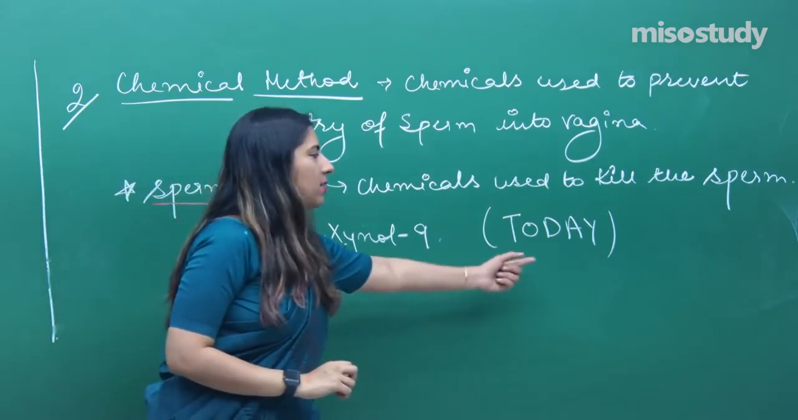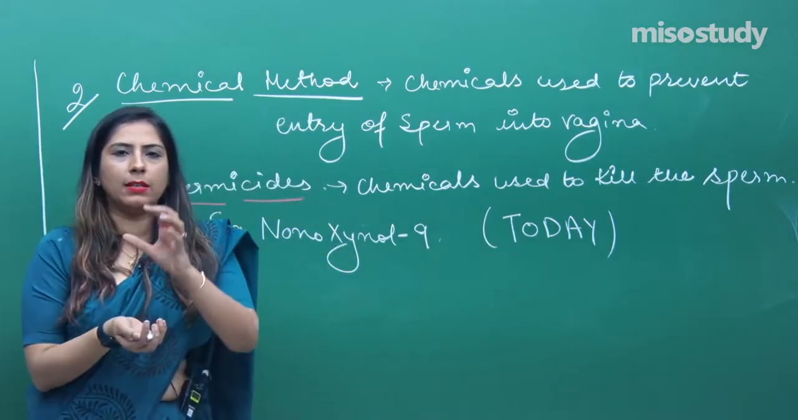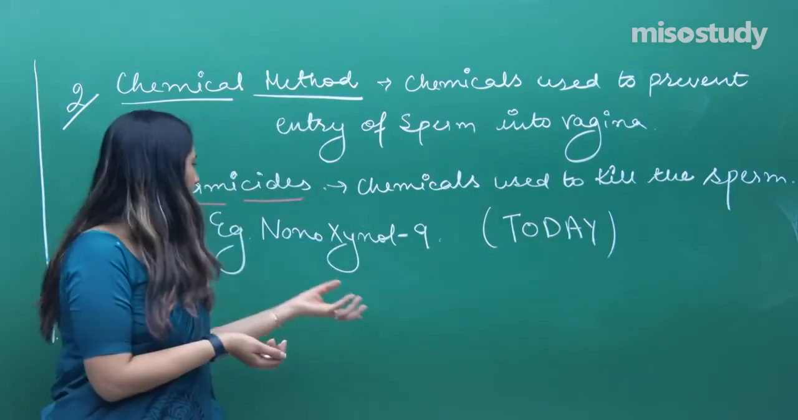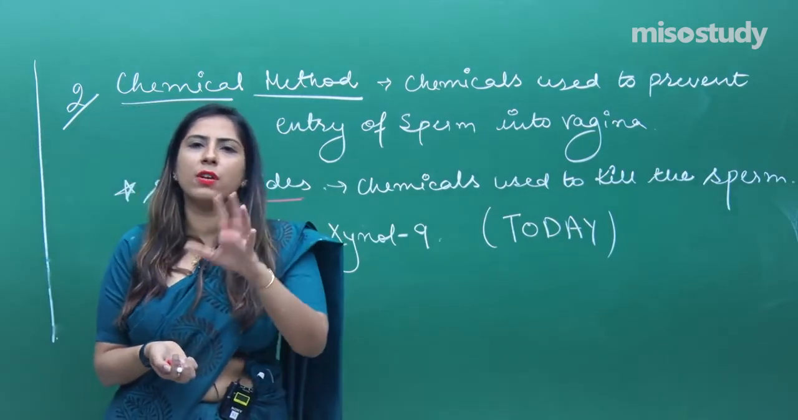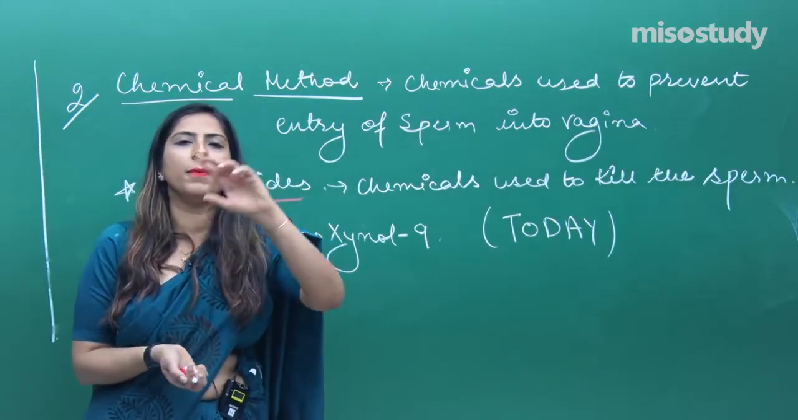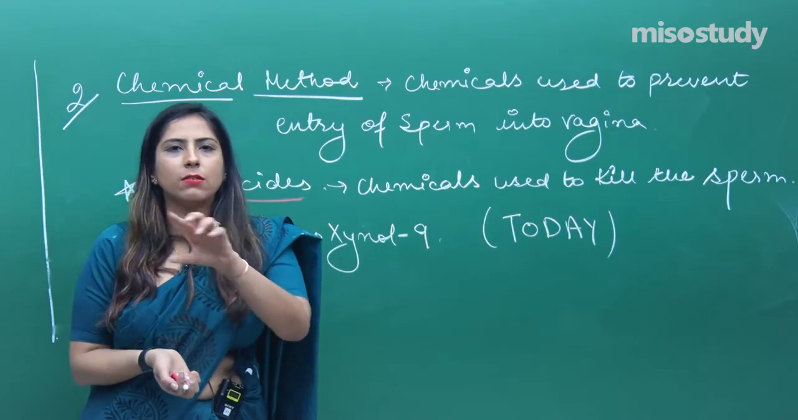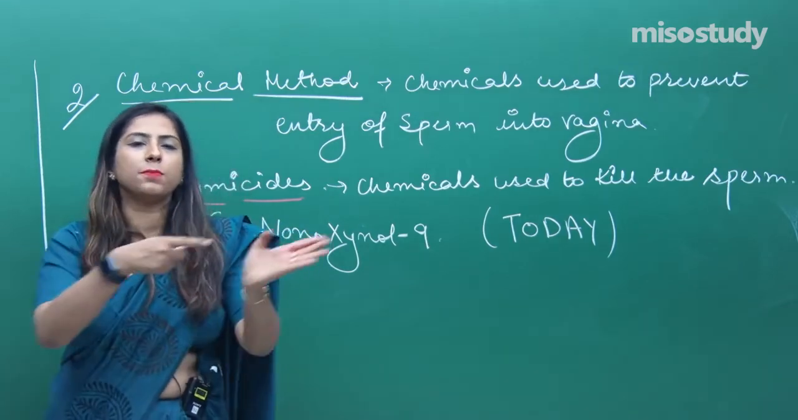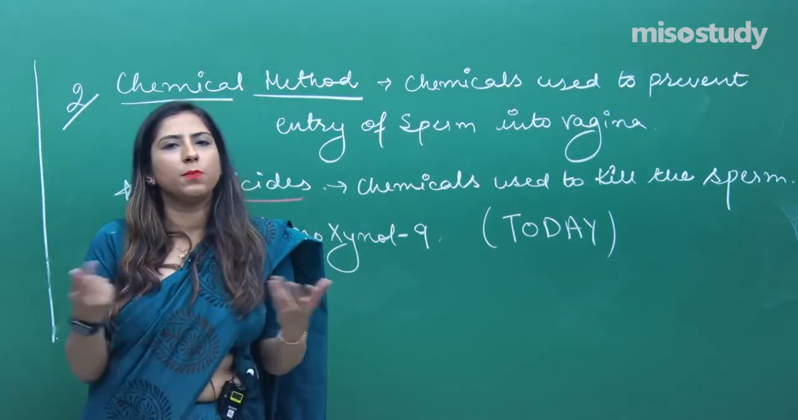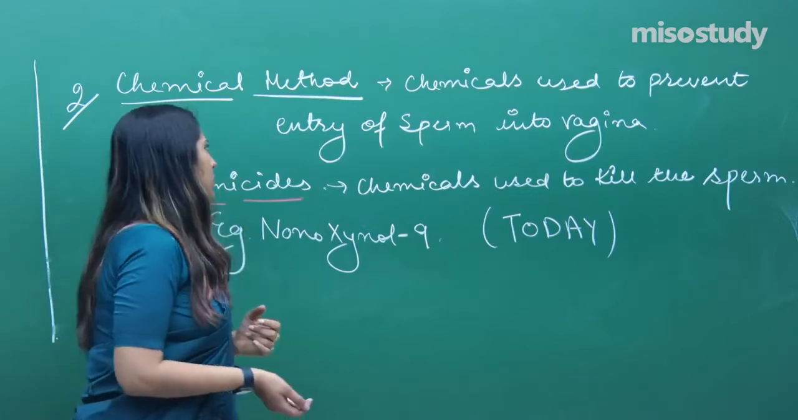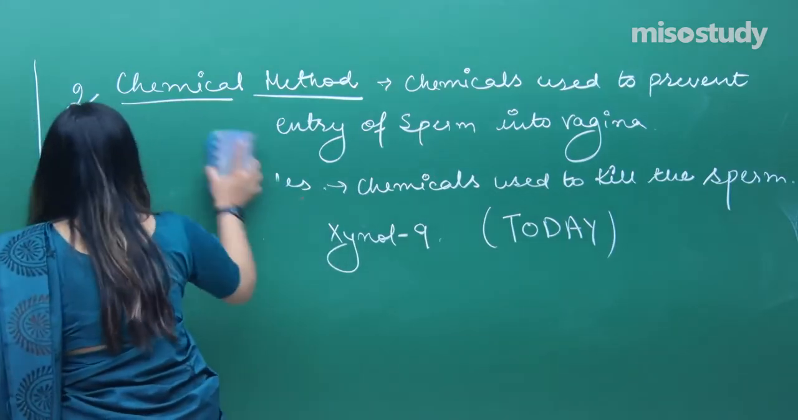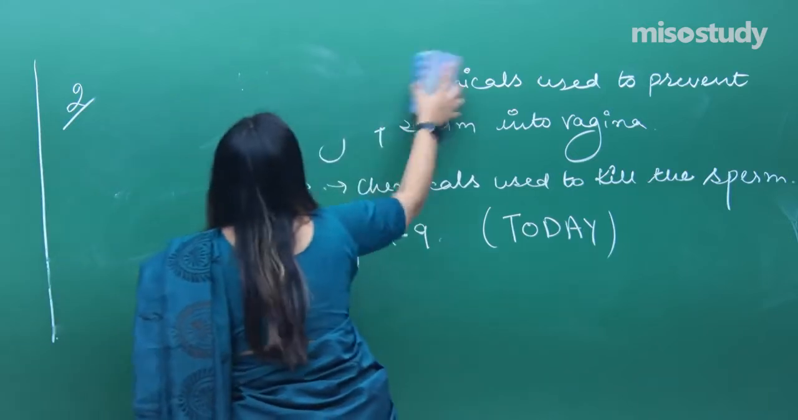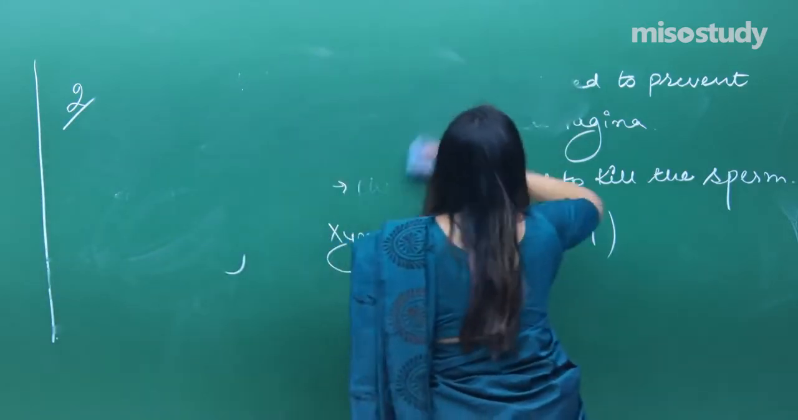And this Today has a sponge-like structure. They have some sponge-like structure that has this nonoxynol, that is a spermicide, over there. When a female applies that sponge into her vagina, all the spermicides will be released into the female vagina. So whenever the sperm enters, now what will happen? The sperm will be killed and there will be no fertilization, right? So students, this was the chemical methods. Next we have a third method, that is intrauterine devices.